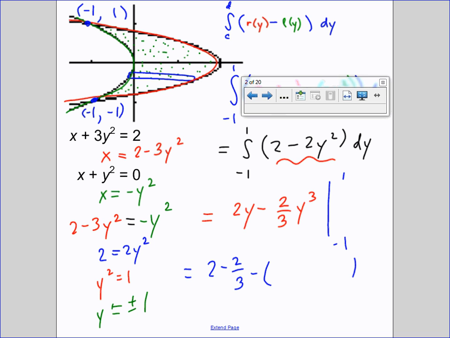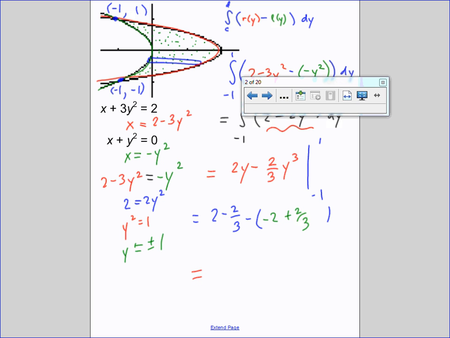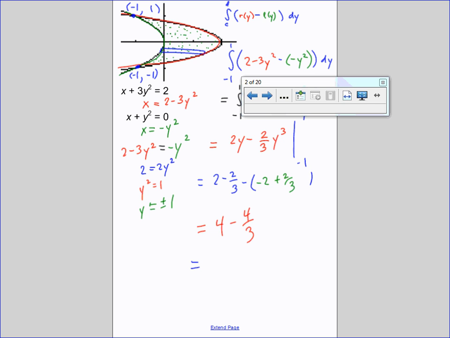I get 2 times negative 1 is negative 2. And then negative 1 times negative, I get plus 2/3. So it looks like I'm getting 2 plus 2 is 4, minus 2/3, minus 2/3, minus 4/3. So it looks like we're getting 12/3 minus 4/3 is 8/3. I'm getting 8/3. Is that right? 2 and 2/3, 8/3. Awesome.